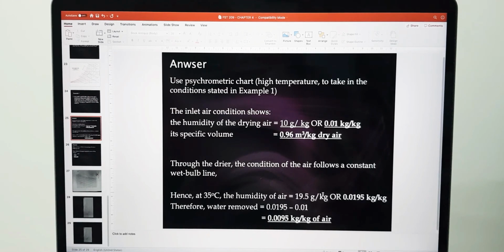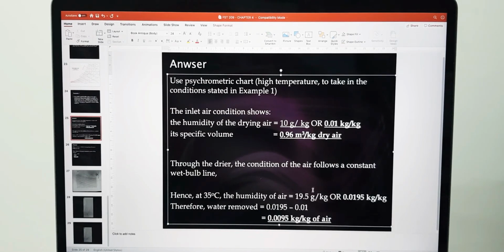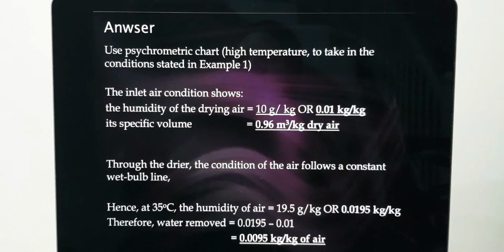Where does this per kilogram come from? It is coming from here. So for every 1 kilogram, the moisture content is 19.5 gram or 0.0195 kilogram. This one is for wet air. For dry air, for every 1 kilogram, it has a moisture content of 10 grams or 0.01 kilograms.